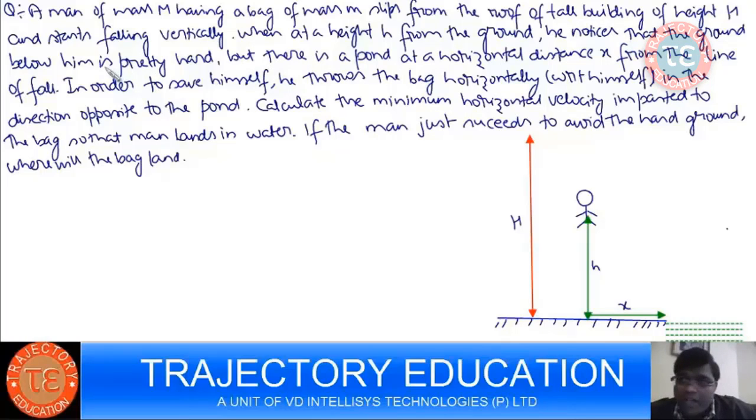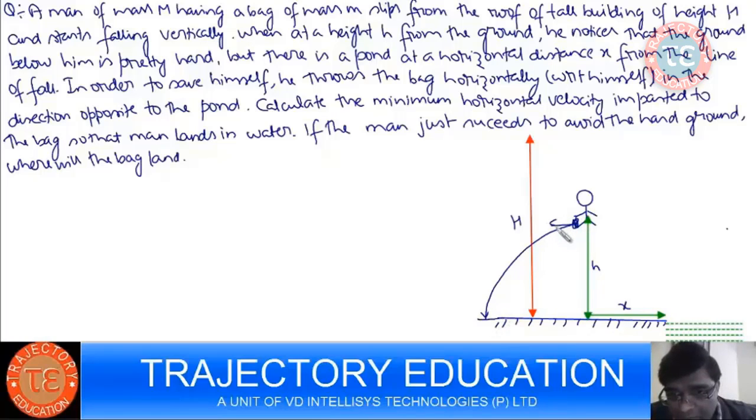He notices that the ground below him is pretty hard, but there is a pond at a horizontal distance x from the line of fall. In order to save himself, he throws the bag. He is carrying a bag also. He throws the bag horizontally with respect to himself in the direction opposite to the pond. He is throwing the bag like this.